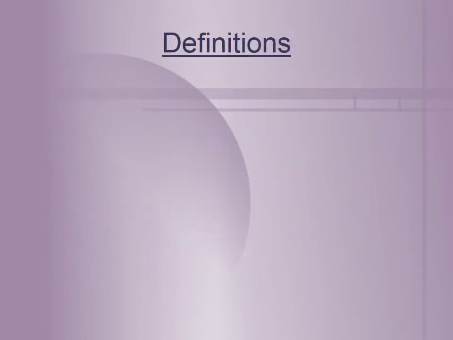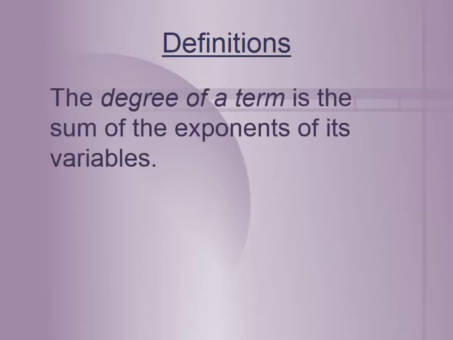All right, another way to classify polynomials is by their degree. Okay, so the first thing we have to learn is what a degree of a term is. So we have to start small. Remember, terms make up a polynomial. So to get the degree of a term, we have to add up the exponents of the variables of that term.